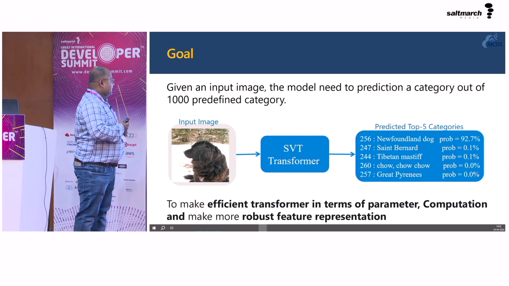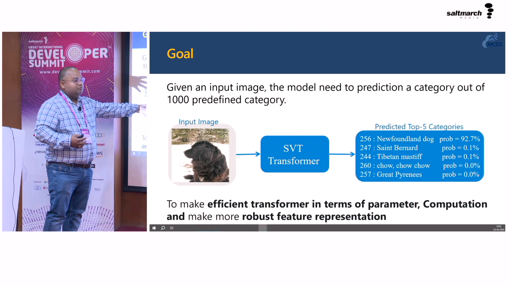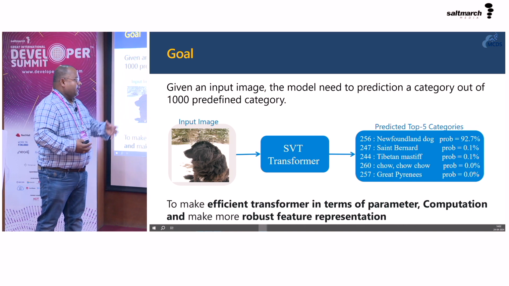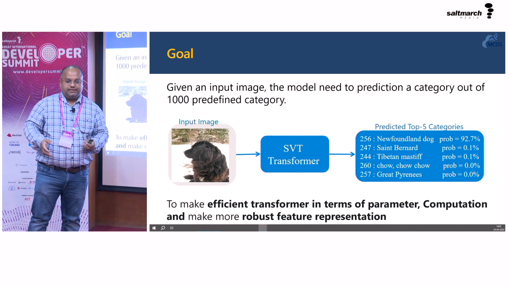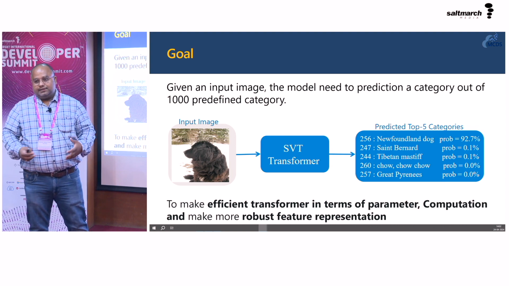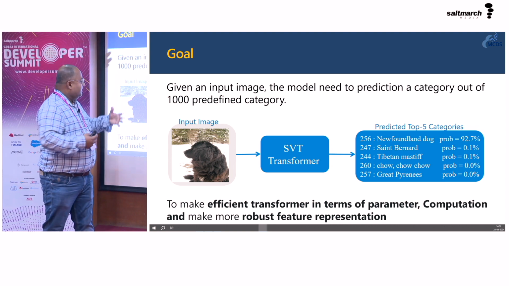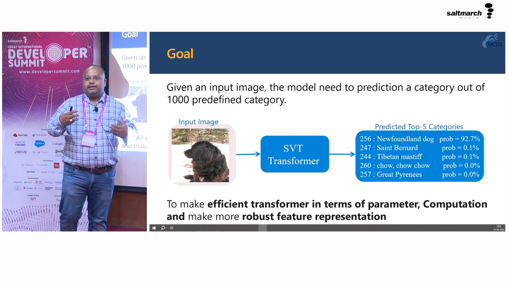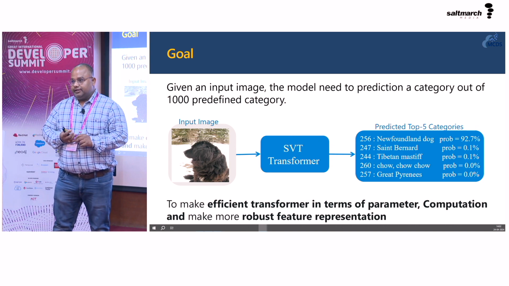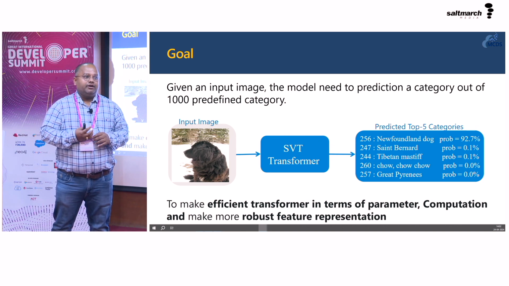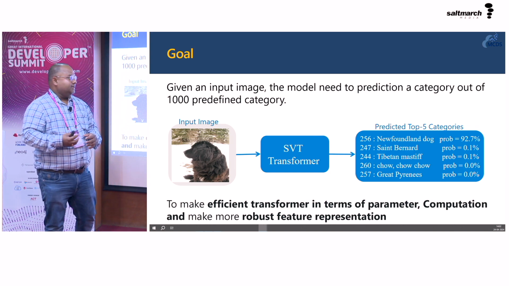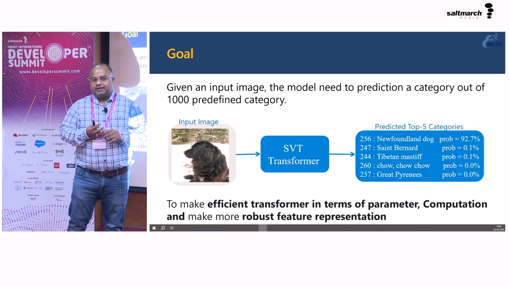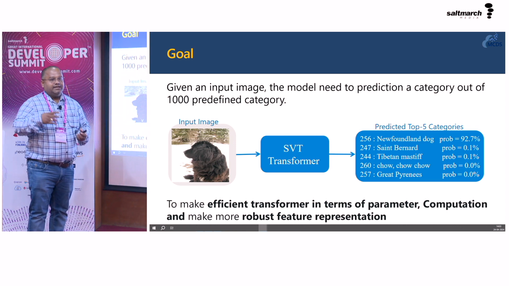So the task is: given an image, the model can classify it into the top 5 classes. You can give it any kind of image and classify it, this is a cat, this is a dog, or any other category you want, and this transformer can help to do that. Previously, people were using convolutional neural networks. The convolutional neural network has a problem with accuracy, and the model is huge. So they were inspired by transformer technology and tried to do it.